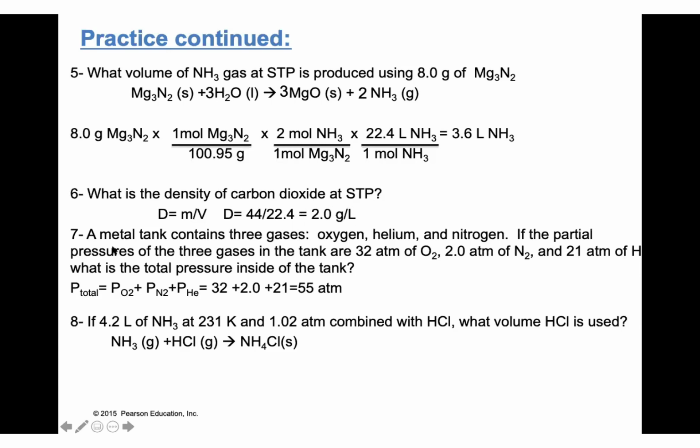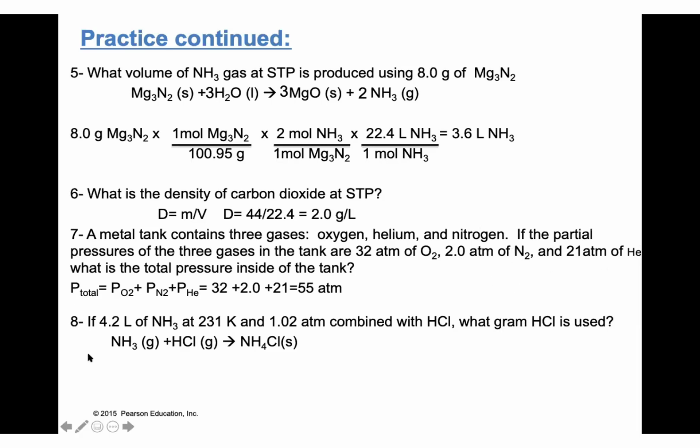So, question 7: a metal tank contains 3 gases. If the partial pressures are these, find the total. So which one is that, guys? That's Dalton's law of partial pressures. So I'm going to add up the partial pressures. The only trick that might be here is that they might give you different units. Make sure you pay attention that the units are the same.